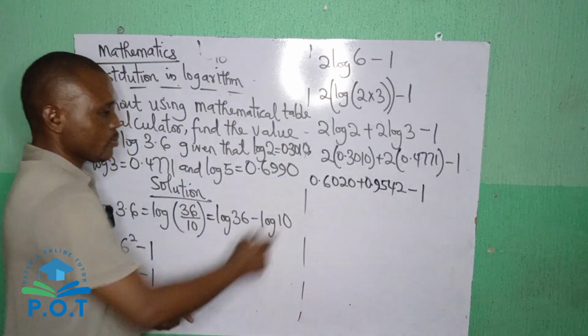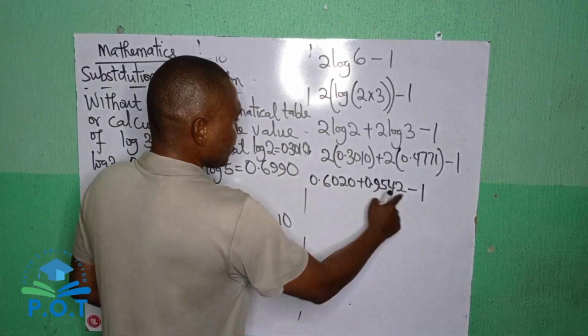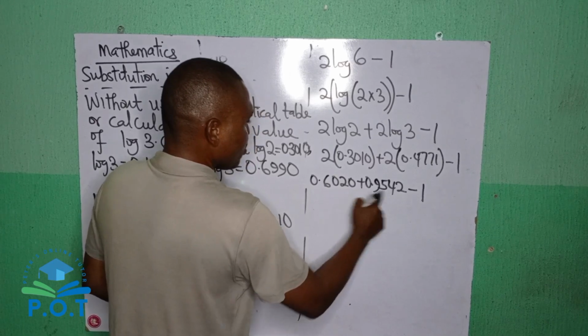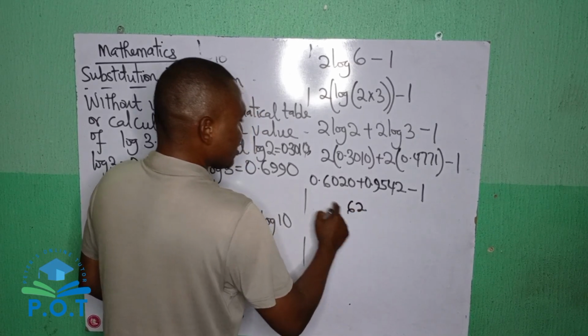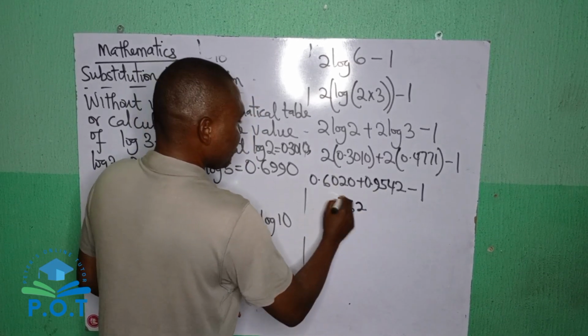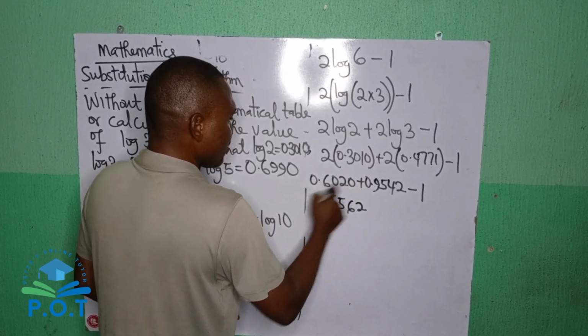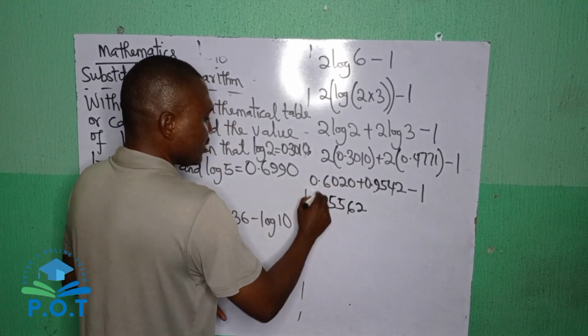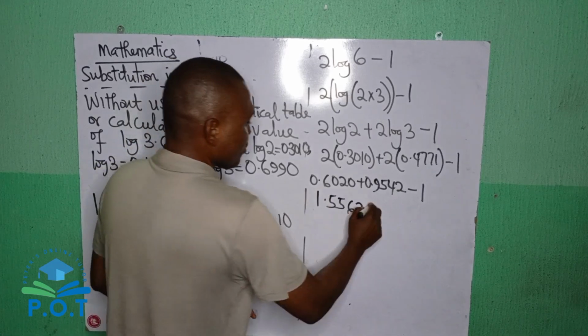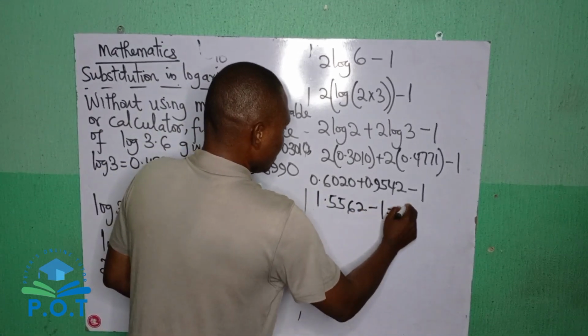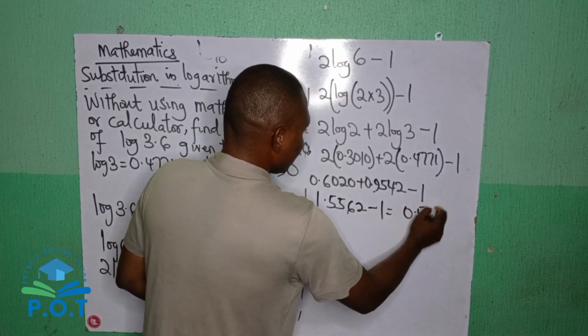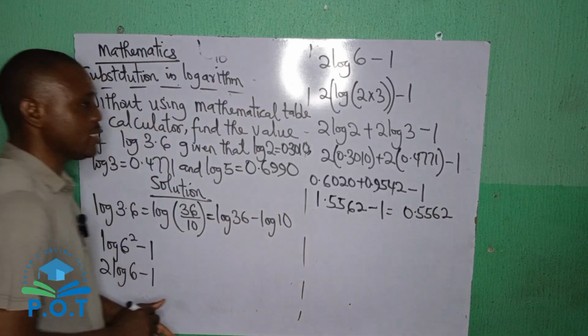Okay, so now let's quickly add this. 0 plus 2 is 2, 2 plus 4 is 6, 0 plus 5 is 5, 6 plus 9, that is 15, and 0 plus 0 is 0, then plus 1 minus 1. So that gives us 0.5562. Okay, so that is the answer.